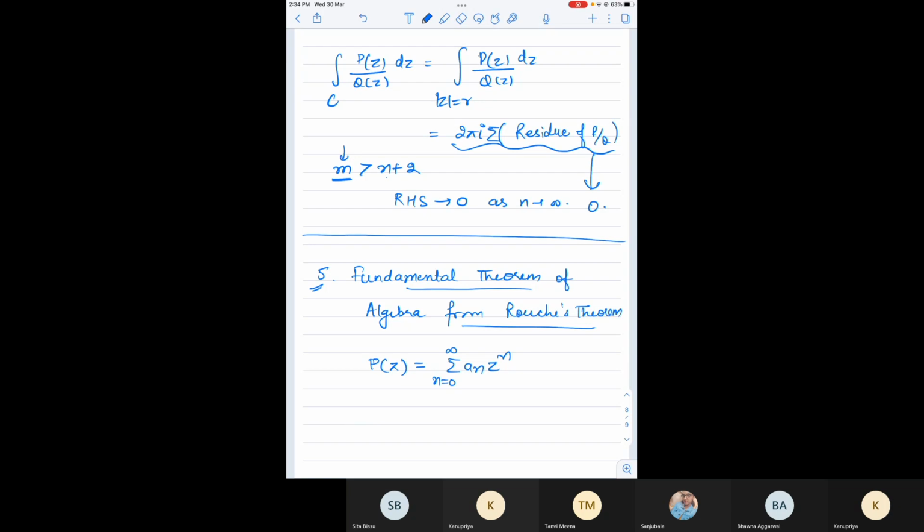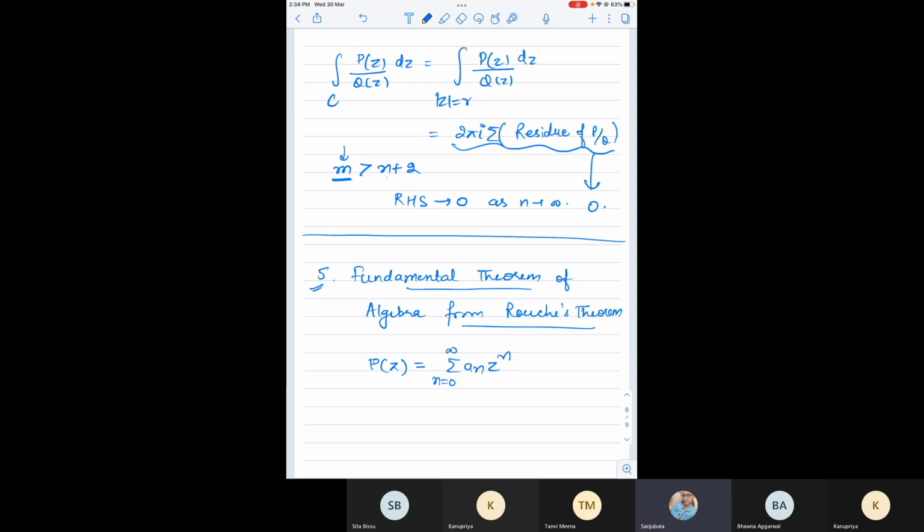Sanju, what is Rouché's theorem? If f and g are two functions holomorphic over a domain D such that mod f of z is greater than mod g of z over the curve gamma, then f plus g and f have the same number of zeros in that domain.